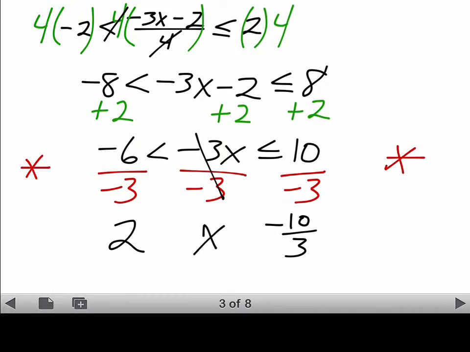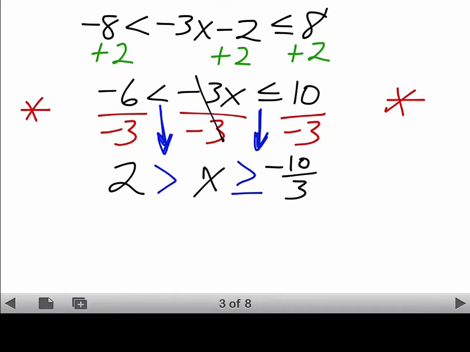And let's note that 2 is bigger than negative 10/3, and so each of the inequality symbols is going to reverse. Notice I don't switch the places of the strict versus non-strict inequality. It's just that each inequality symbol reverses. Now, I'd rather see this from small to big, so I'm going to write it as negative 10/3 is less than or equal to x, which is less than 2.